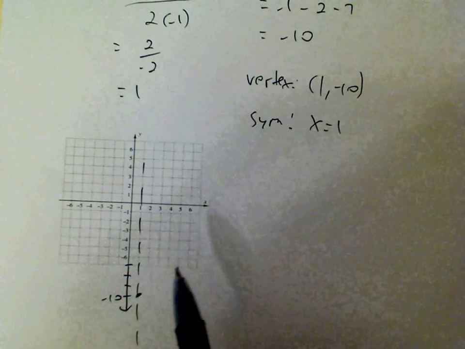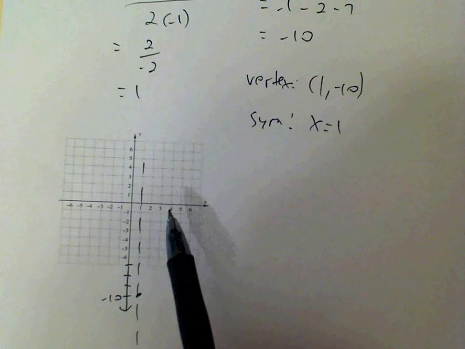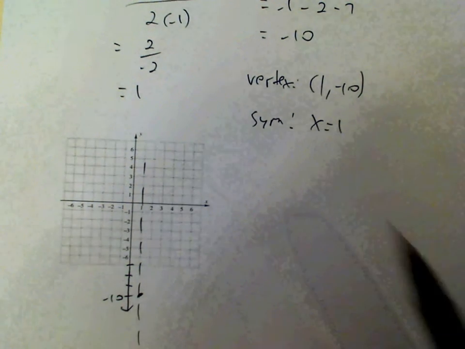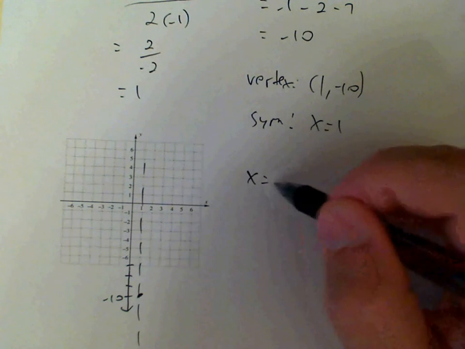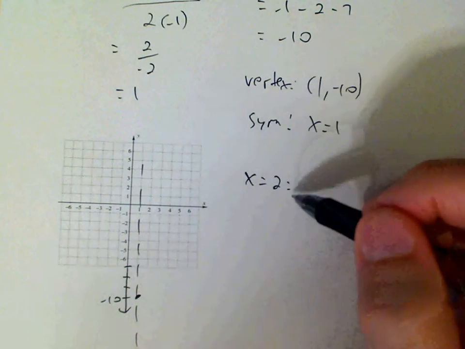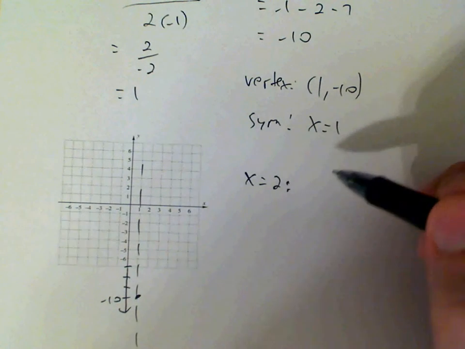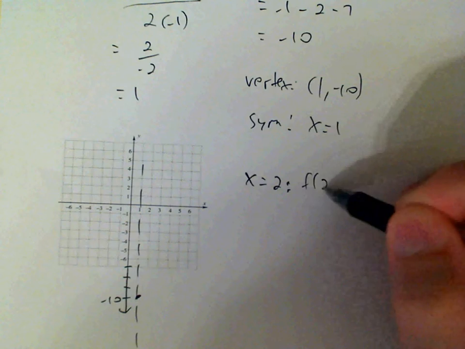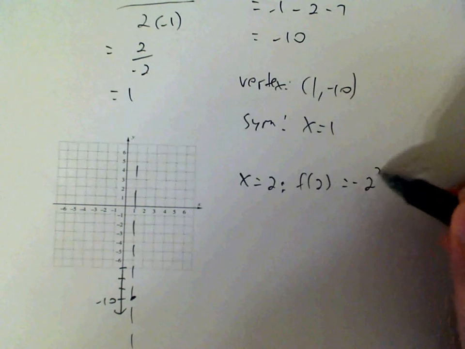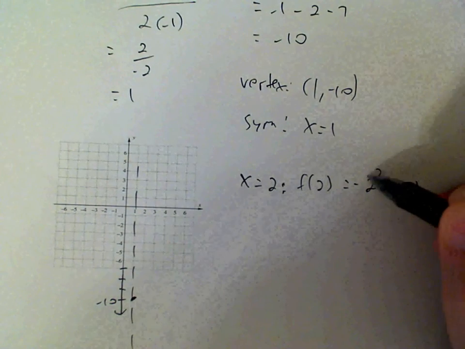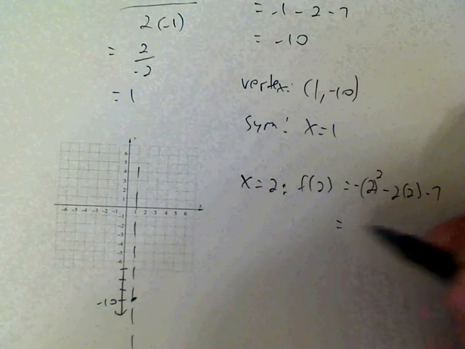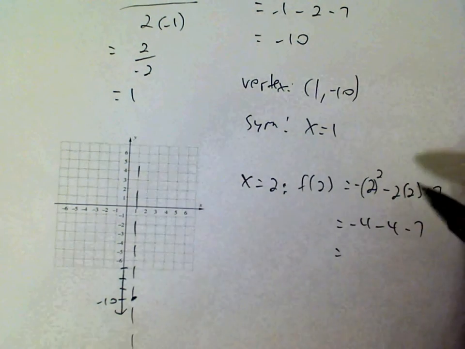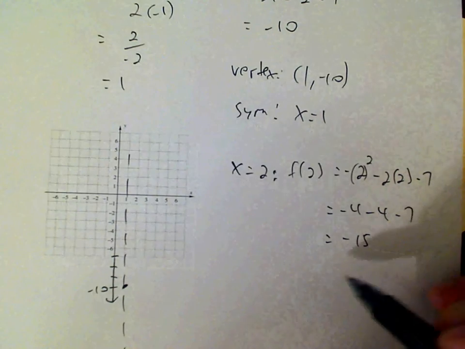Once again, I'm going to use what I've been doing. This time, just to change it up a little bit, I'm going to use x equals 2 and x equals 3 as my additional x values for additional points. So let's do x equals 2. You can use what you want, but I have to use the ones that are really close to our line of symmetry. So we have f of 2, which is negative 2 squared minus 2 times 2 minus 7. Square first, we get negative 4 minus 4 is negative 8. Negative 8 minus 7 is negative 15. So that point is 2 comma negative 15.